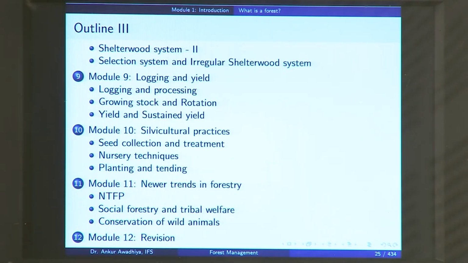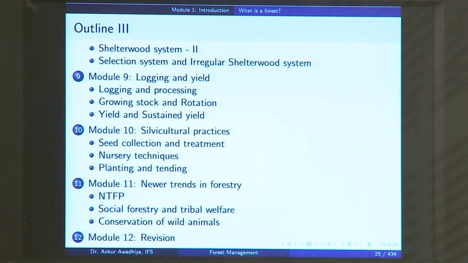What is the size of the pit that you should be digging? What are the kinds of additives to the soil that you should be adding? How do you care for the plants, which is tending? So, we will look at all these different silvicultural practices in the 10th module.